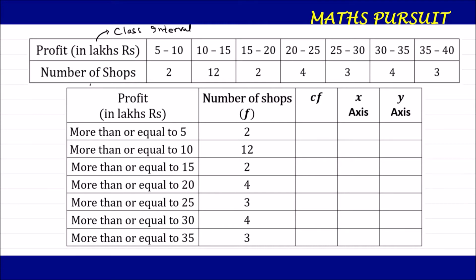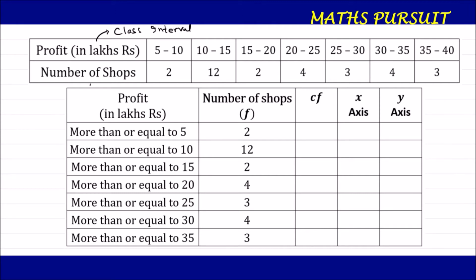Now, after putting the first column, let us identify the frequency against these. They have given the frequency as 2, 12, 2, 4, 3, 4, 3. This is the frequency. So if we add the total frequency, how much are we getting?